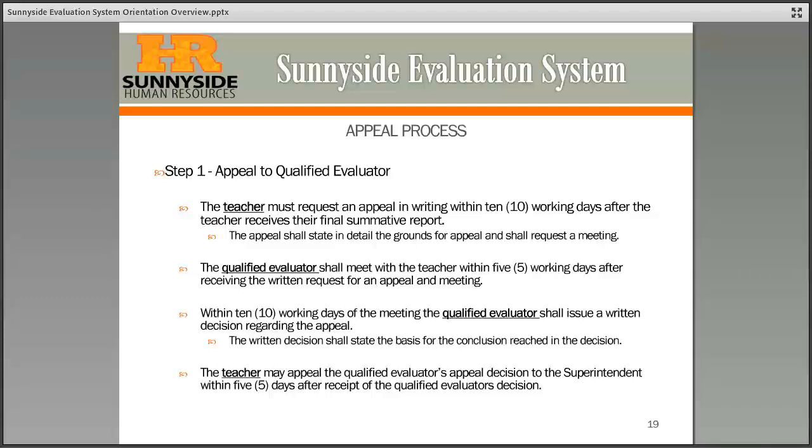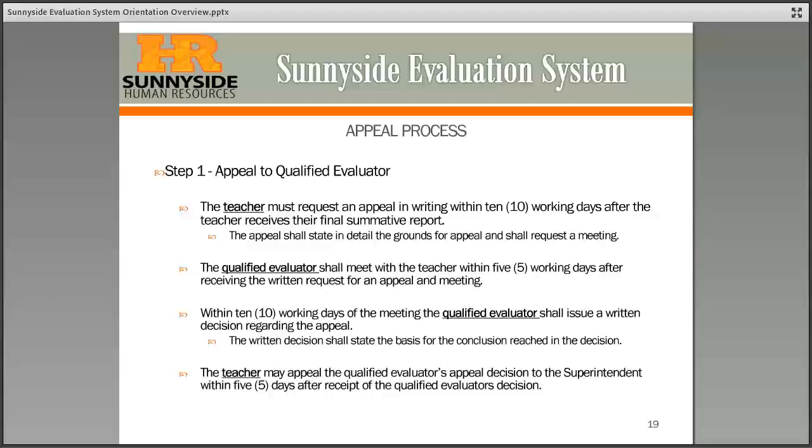The appeal process. If a teacher is not happy with their final summative report, they must request an appeal in writing within 10 working days after the teacher receives their final summative report. The appeal shall state in detail the grounds for appeal, and it should also note that you would like to set up a meeting to discuss your concerns. This is step 1 of the appeal process.